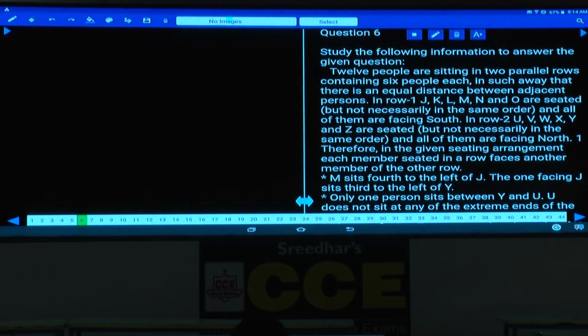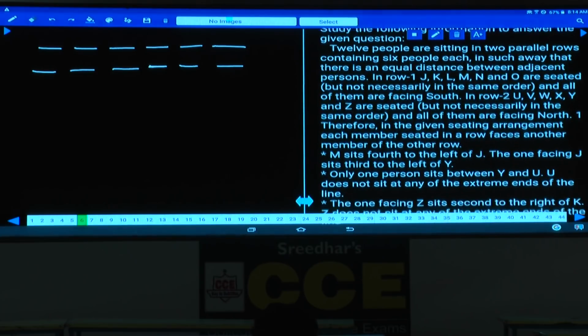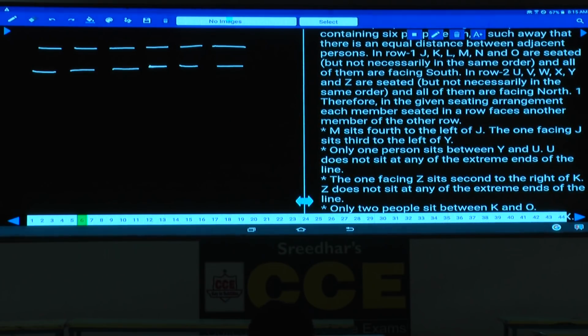Now 2 row arrangement, now in these 2 rows there are 12 persons, 1, 2, 3, 4, 5, 6 and 1, 2, 3, 4, 5, 6. This is how these 6 persons were there, isn't it? Now in this 2 row arrangement, the first and foremost thing we are supposed to do is, now which is row 1? And who are the persons in that row 1? And the persons in row 1 are facing towards which direction? And those 3 should be identified and should be written clearly.